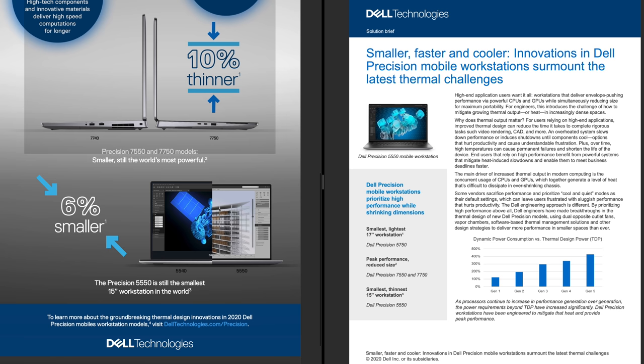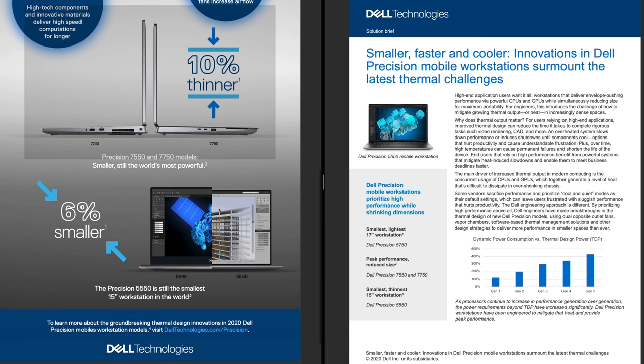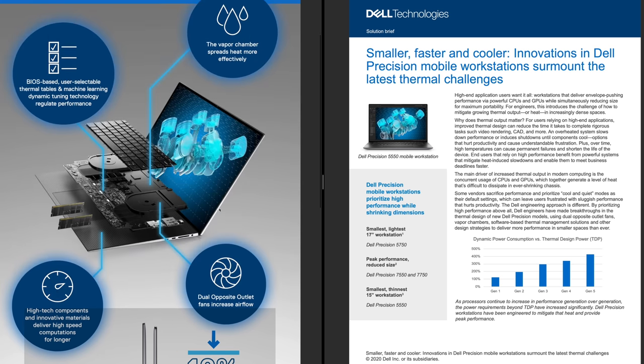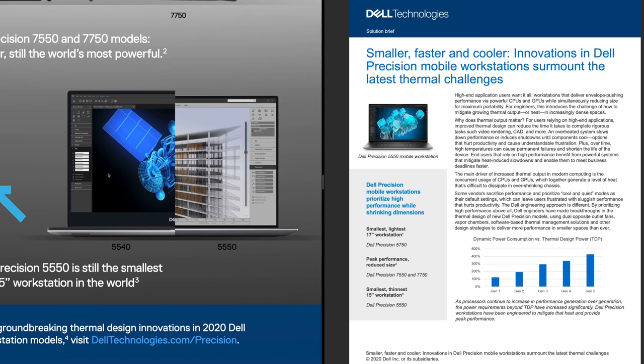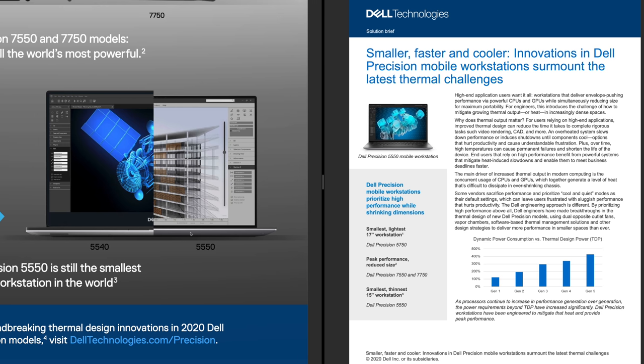But here we go. The Precision 5500, the smallest 15-inch workstation in the world. There it is. This picture is really good because that's the old XPS 15 on the left. And on the right is the new XPS 15. So see the difference in the footprint there? Much more compact, the new one, right? Even though it says Precision, yes, they are XPS 15s.